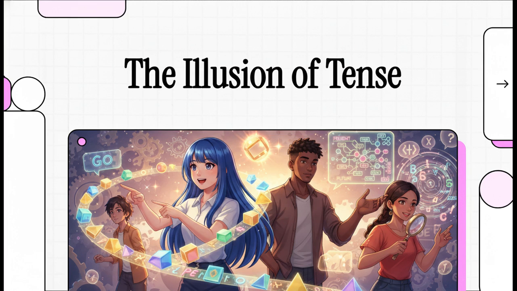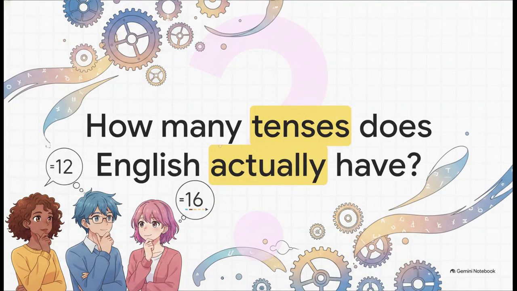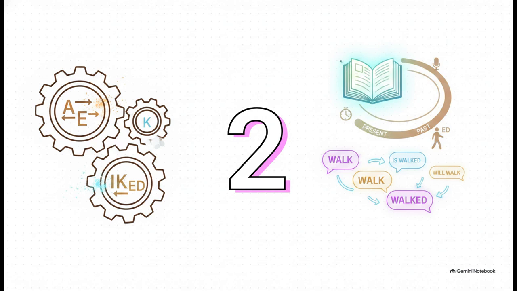Okay, let's just kick things off with a question that might totally challenge everything you were taught in high school English class. How many tenses does English actually have? Think about it for a second. You might be guessing 12, or maybe even 16 if you're counting all those complex conditionals. Well, prepare to be surprised, because linguists argue that English technically only has two true morphological tenses, present and past.